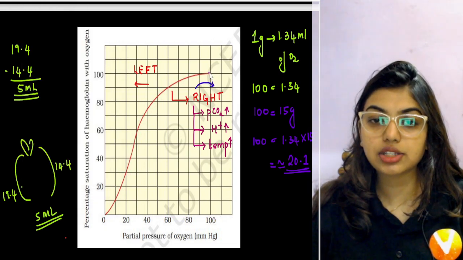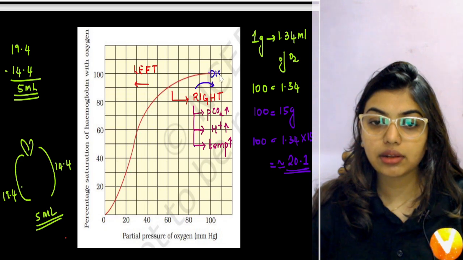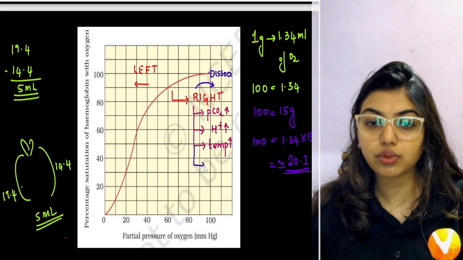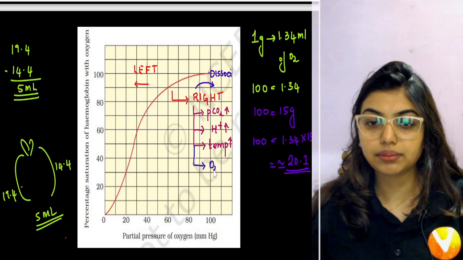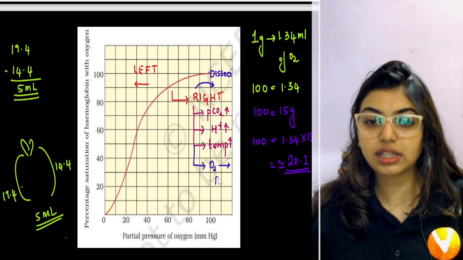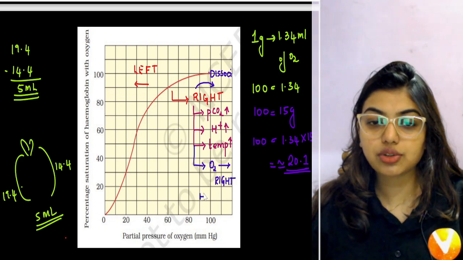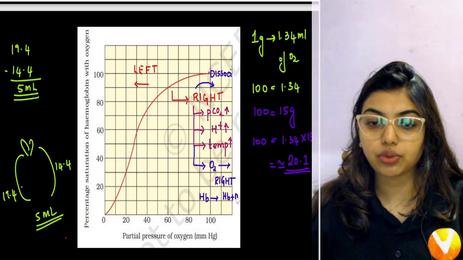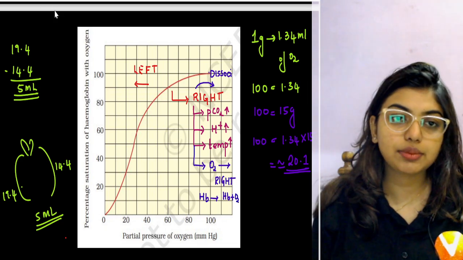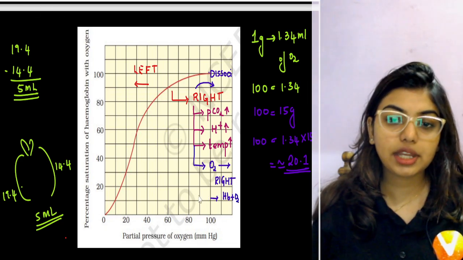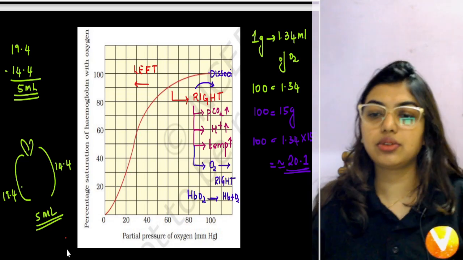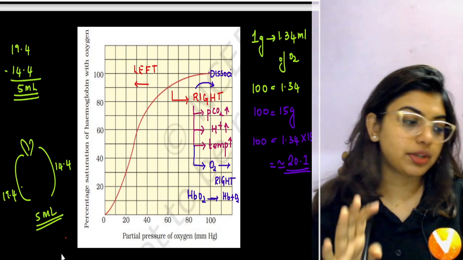That means dissociation is going to happen, where oxygen moves towards the right. Understood? Oxygen is going to split up from hemoglobin, so HbO2 will become Hb plus O2. Yes or no? Got it? So this is the situation.